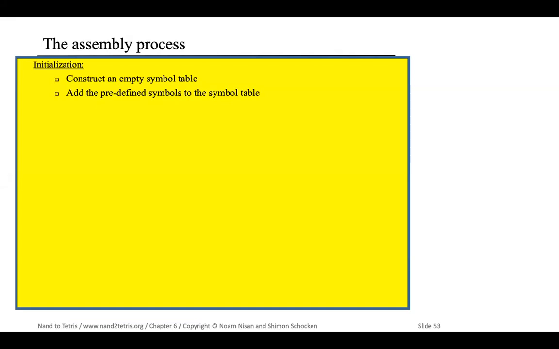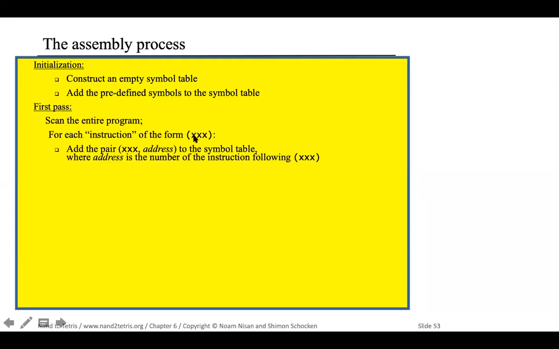Again, yellow block box. Initialization: construct an empty symbol table and add the predefined symbols to the symbol table. Predefined symbols are built-in symbols: R0 to R15, stack pointer, LCL, keyboard, everything that you have known. Then the first pass: scan the entire assembly program. For each instruction of this form, add the pair label, address to the symbol table, where address is the number of instructions immediately following this declaration. So when they say instruction, it is either an A or C instruction following this.